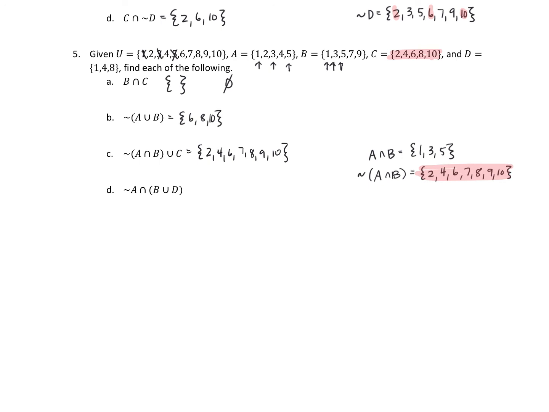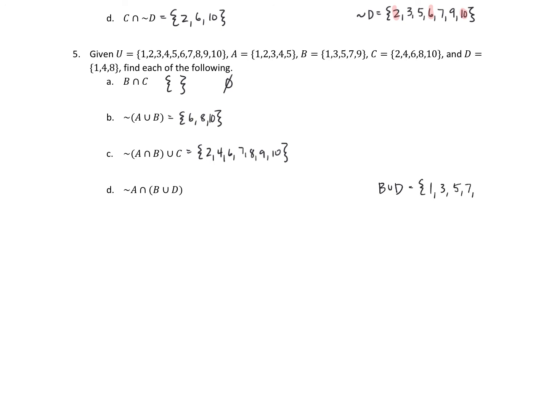All right, part D, we're going to start with what's in parentheses first. Let me erase all my markings from that one. All right, so what's in parentheses? We've got B union D. So let's start there. B union D. So that's all of the odd numbers, 1, 3, 5, 7, 9. And then D has 1, 4, 8. So 1's already included, so I'm just going to add in the 4 and the 8.